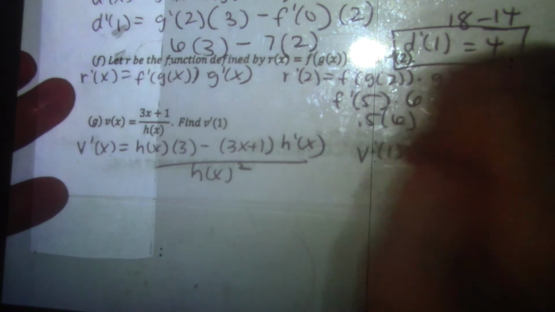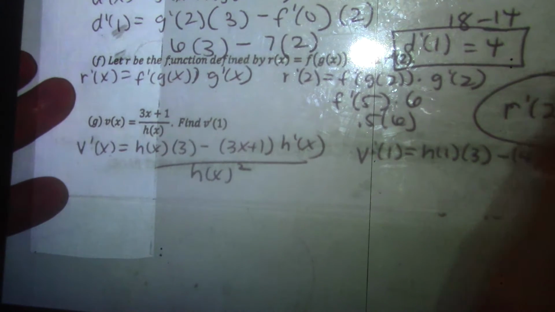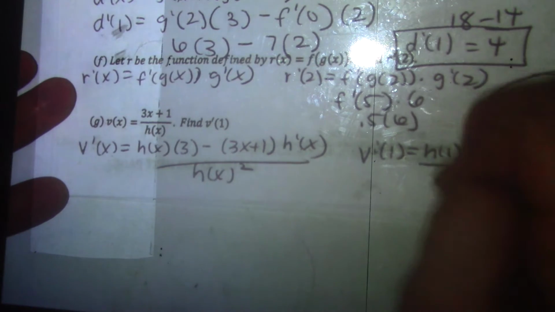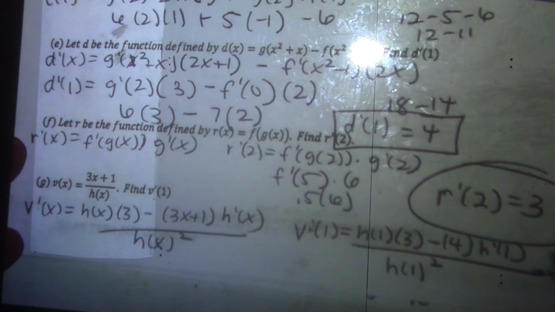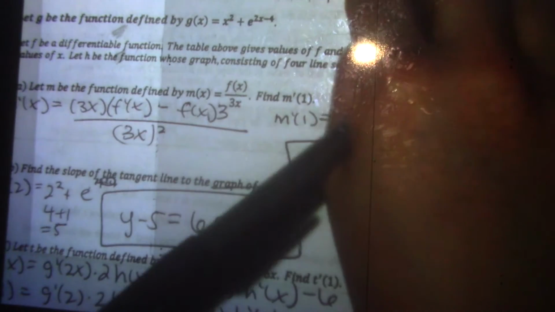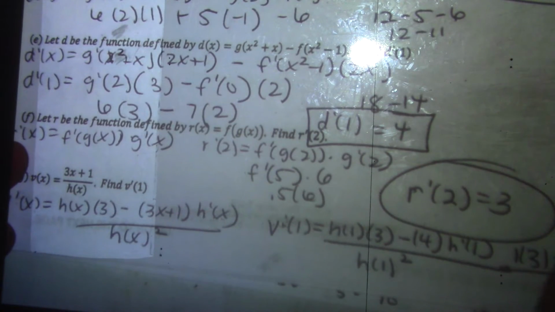And lastly, we've got a quotient rule. V prime of x is low, d high minus high, d low, underneath the low squared goes. So then v prime of 1 is h of 1 times 3 minus 3 plus 1 is 4, h prime of 1 over h of 1 squared. H of 1 is just 1. H prime of 1 is the slope, which is negative 1. So then it becomes 3 plus 4, which is 7 over 1. So that's just 7. V prime of 1 equals 7.